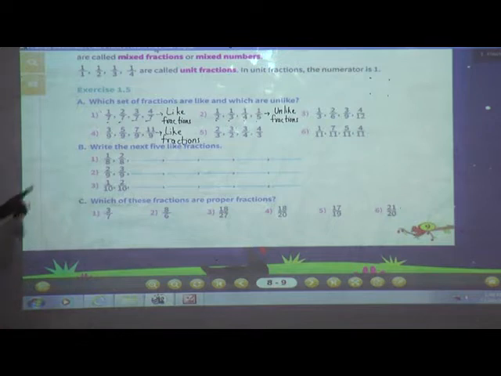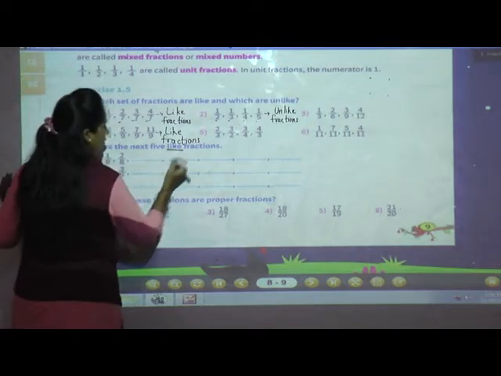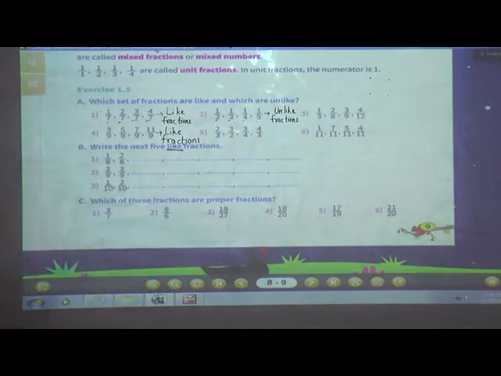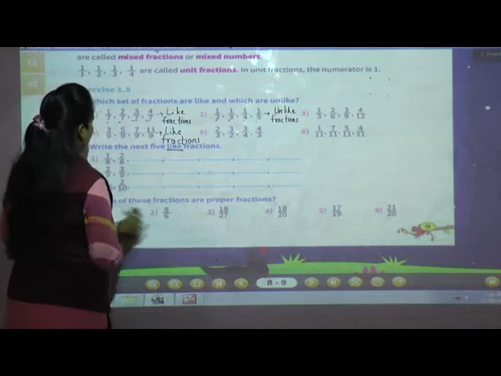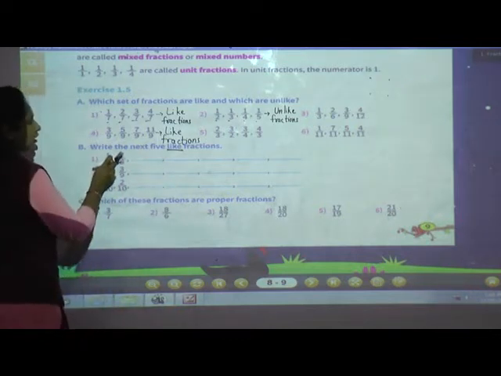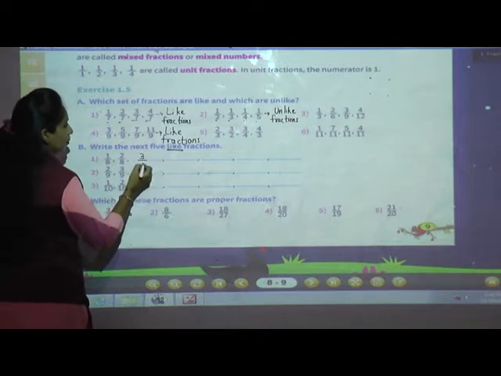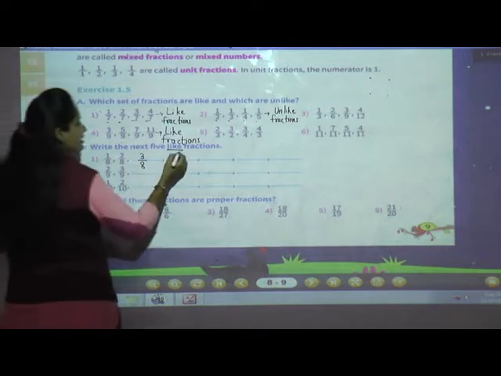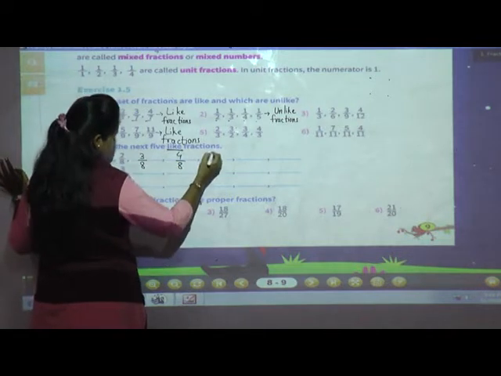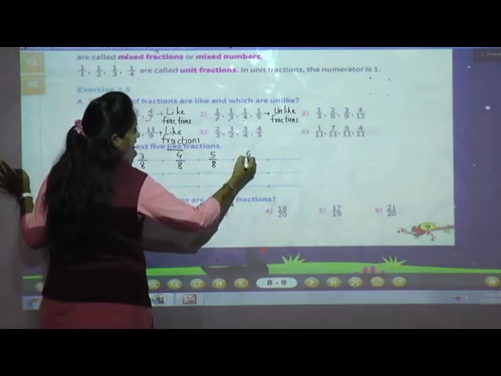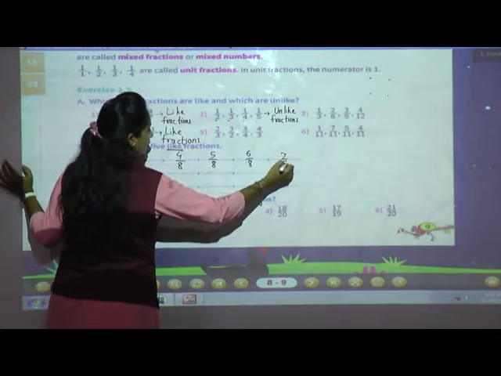Now what is the B question? Write the next 5 like fractions. Very, very important: like fractions. What have we studied about like fractions? Like fractions are fractions with the same denominators. Okay. So 1/8, 2/8. What will come next? 3/8. Then 4/8, 5/8, 6/8, 7/8.